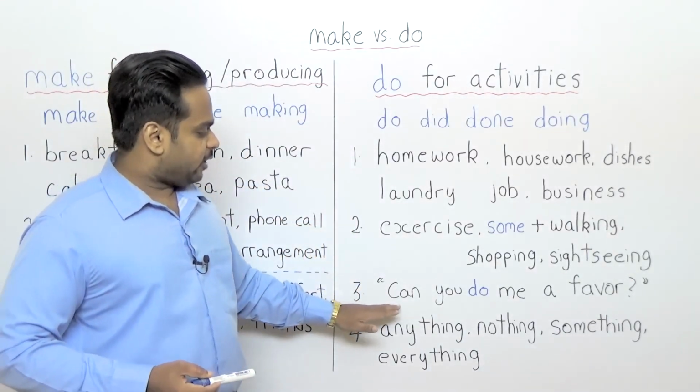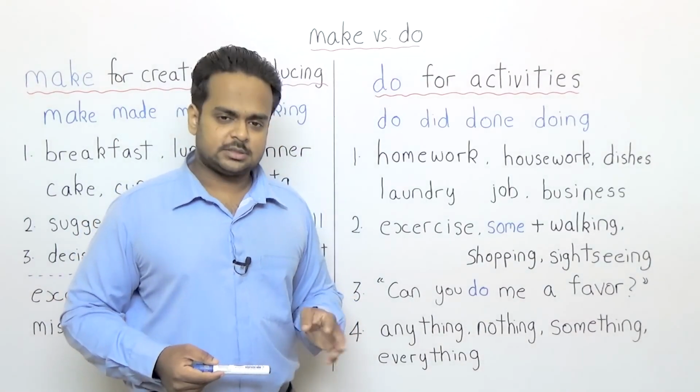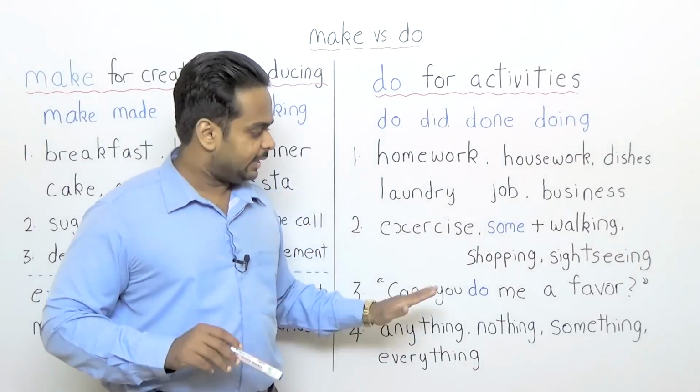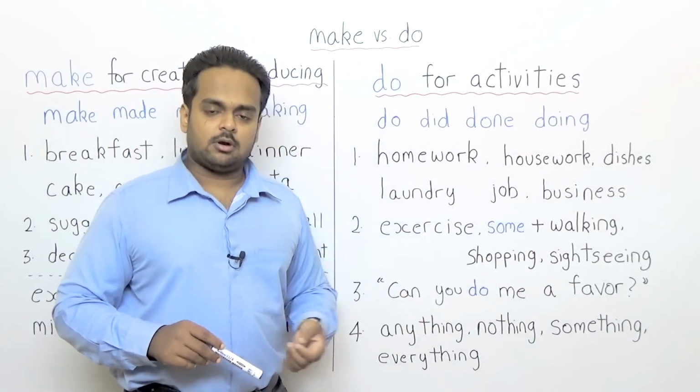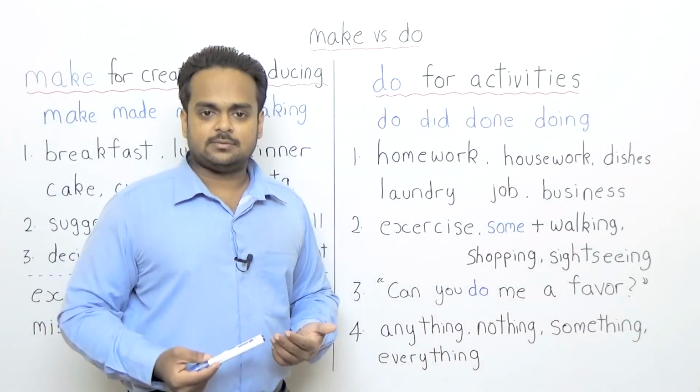Number 3 is a very common expression in English. Can you do me a favor? And some people make mistakes with this. They use make sometimes. That's wrong. Can you do me a favor? Favor is basically a way of asking for help.